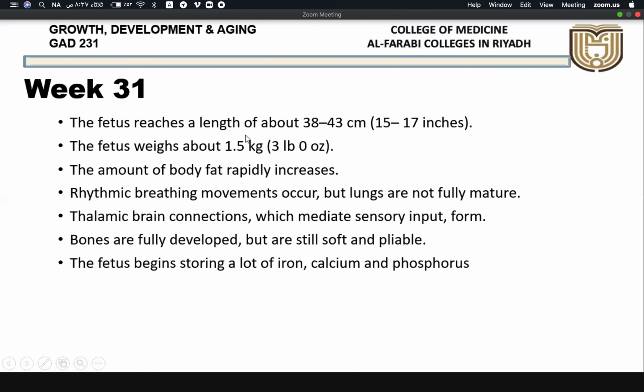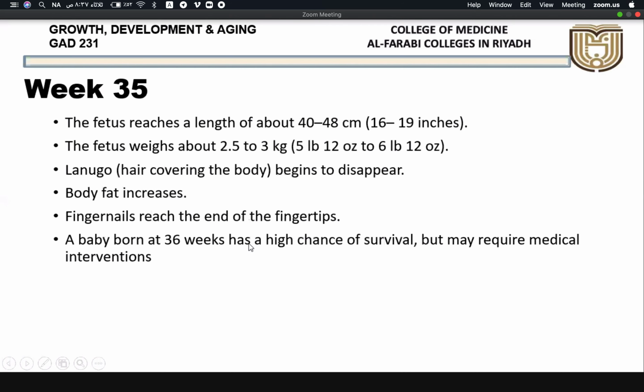By week 31, the fetus reaches almost 17 inches, and the weight is almost 1.5 kilograms, and there is rapid deposition of fat, iron, calcium, and phosphorus. And there will be some kind of breathing movements, even though it cannot be called respiration. And the specific brain part, like the thalamus, which is important for sensory function, will develop, and the bones are fully formed.